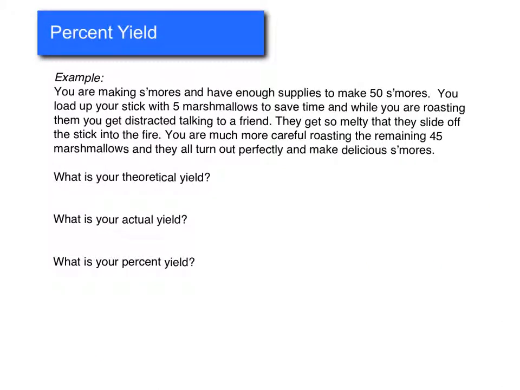Right, now on to percent yield. So percent yield is a fairly simple concept. It just tells you how much you got compared to how much you should have gotten if everything went perfectly.